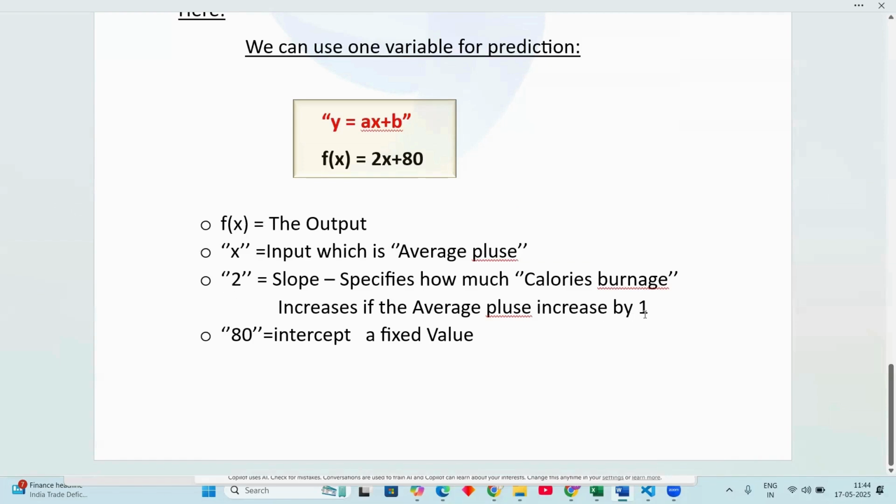2 is the slope, specifically how much calorie burnage increases if the average pulse increases by 1. Slope is how much the value increases in the graph pattern as it moves forward. It is calculated according to the direction toward the y-axis. 80 is the intercept, a fixed value.